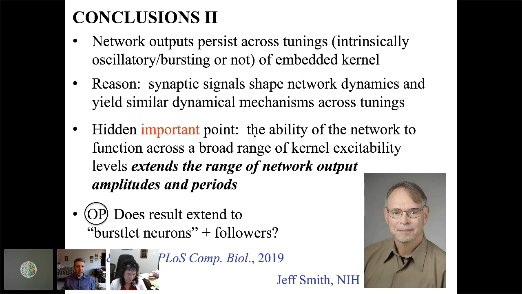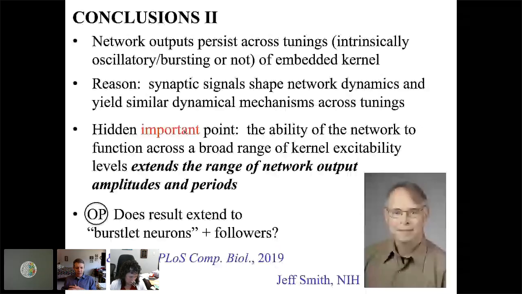Okay, and the reason is that the synaptic signals in the network actually swamp out the intrinsic dynamics when you wire things up. However, there's a hidden important point here, which is the fact that this kernel can function across oscillatory and tonic modes actually does extend the range of network output amplitudes and periods. So basically it makes our breathing more robust and more tunable and more functionally dynamic.